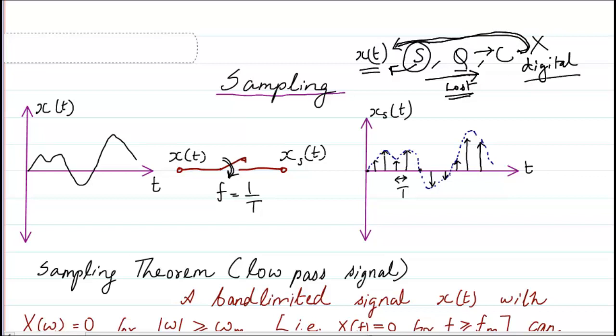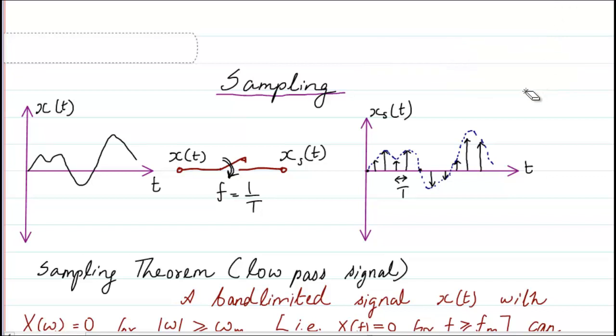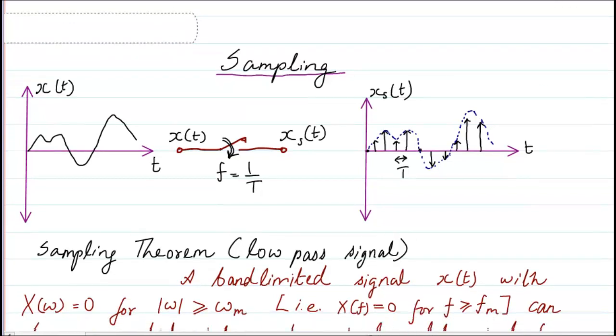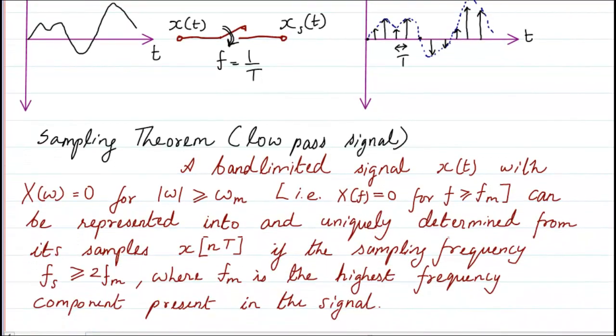But there are lots of advantages of a digital signal. That is why most signals are converted from analog to digital form. So next let us look at the sampling theorem. The statement of the sampling theorem is: a band limited signal x of t with X of omega. X of omega is basically the frequency component of the signal x of t.